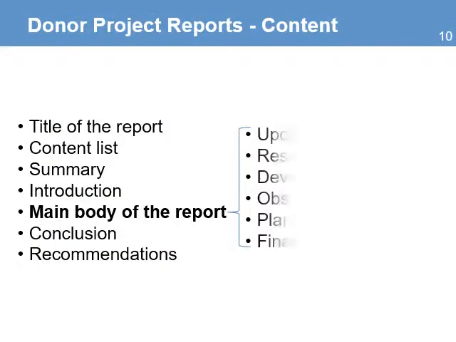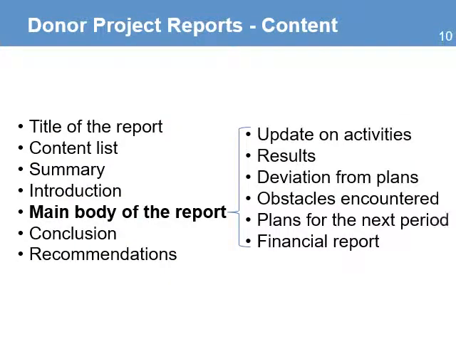The next important set of reports are the donor project reports. Here's some content that will be included, and this is a more formal type of report. In most cases, the donor will have a specific format that you need to follow, or the organization might have the formats that you need to use. But in most cases, the content will include the following: a title, the content list, an executive summary of the report, an introduction that describes the purpose and the audience of the report, the main body of the report, the conclusions and the recommendations for the next period.